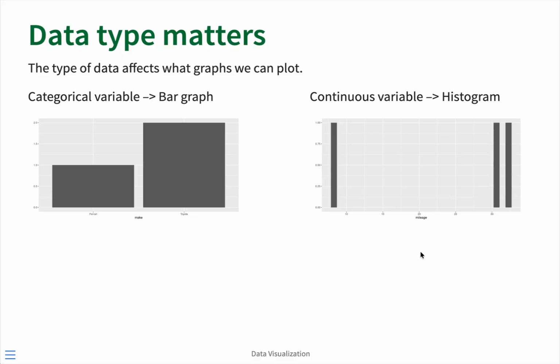The reason it's important to bear in mind these distinctions is because it influences what type of graph we can create. If we have a categorical variable, it's natural to plot those values in a bar graph, like you see here on the left. Whereas if we were to plot just a single column of continuous data, then we would get a histogram like we see on the right. So two different types of graphs depending on the type of data that we have.